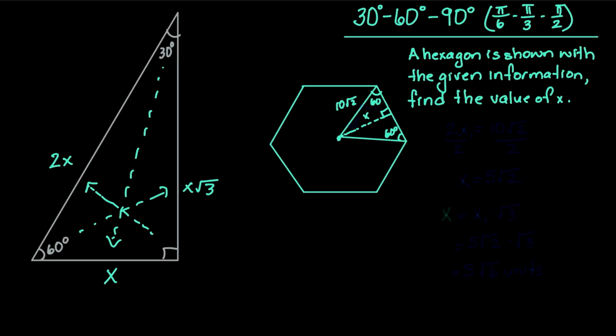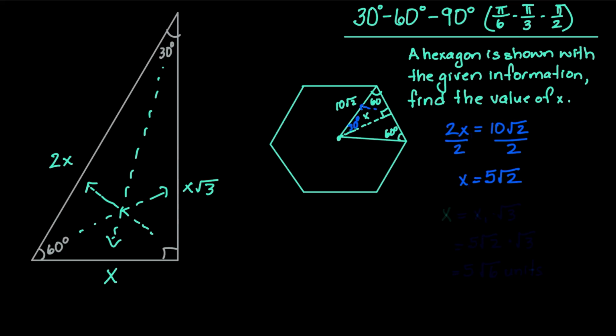So we know that this angle here is 30 degrees, which means the information I'm given is the side across from 90. The side across from 90 is 2x. So 2x is equal to 10 radical 2 divided by 2. So x is equal to 5 radical 2.